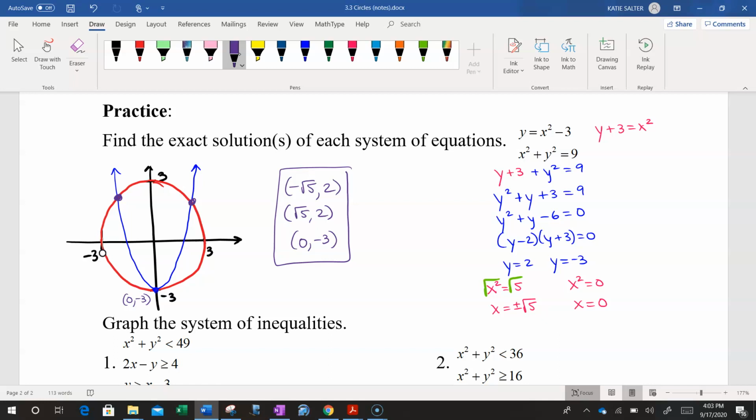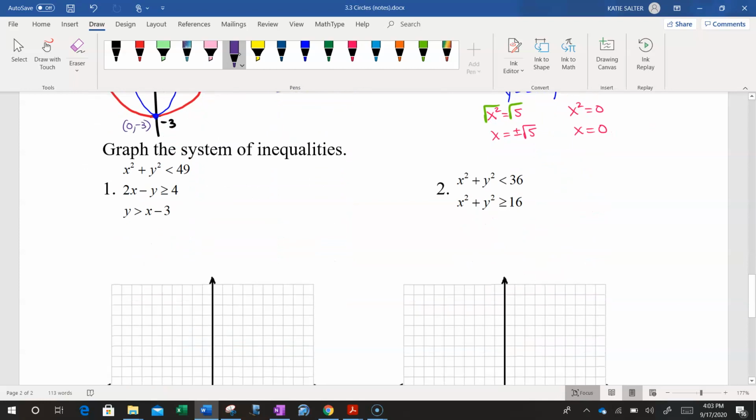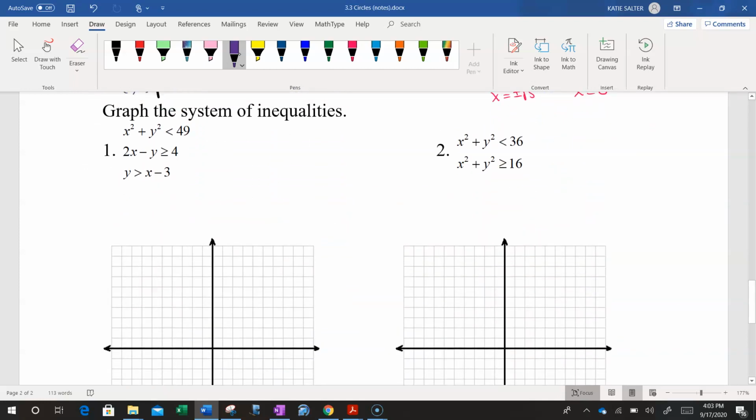All right, the last part is to graph systems of inequalities. So again, start by looking at what we have. The first one we should recognize as a circle.